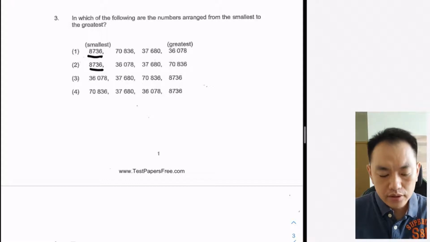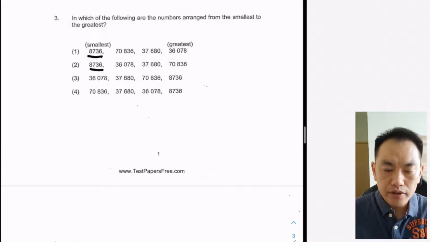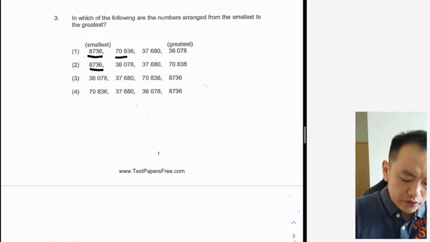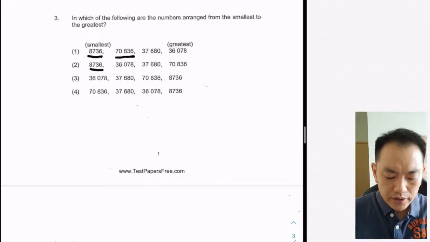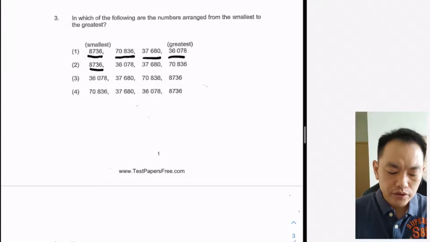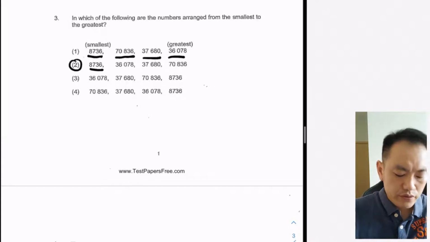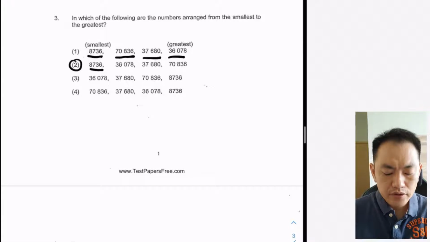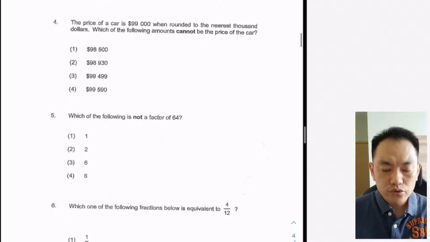Okay, then let's look at the rest of the numbers. So the rest of the numbers all have 5 digits. So how do you compare if the number is big or small? You read from the first digit on the left hand side. So this number 70836 is starting with a 7, and the other 2 numbers, 37 and also 36, both start with a 3. So the number which starts with a 7 will be the greatest number. Okay, so the answer will be 2, because 4736 is the smallest number, and then 70836 will be the greatest number.